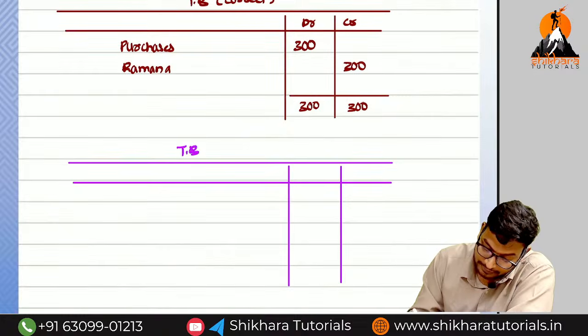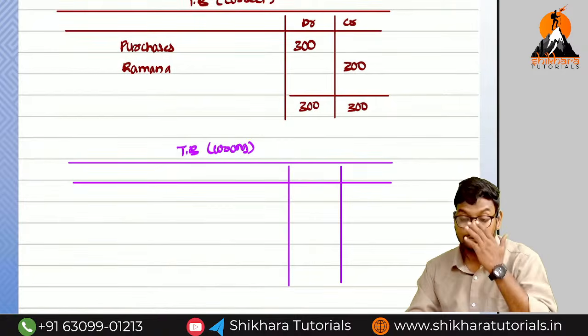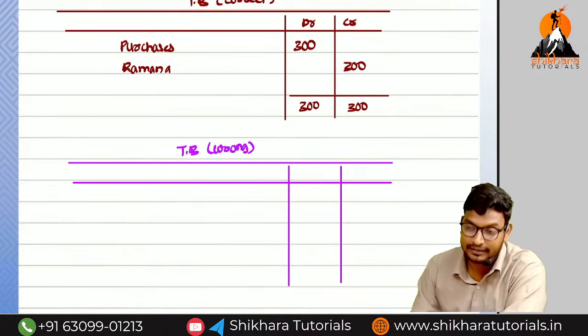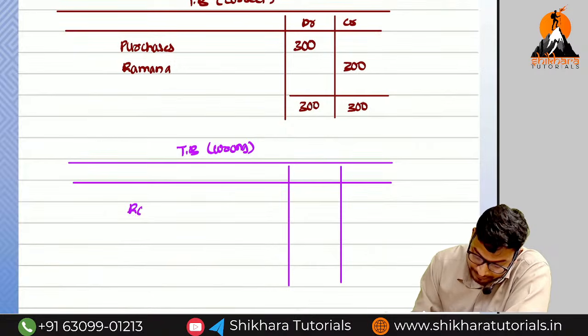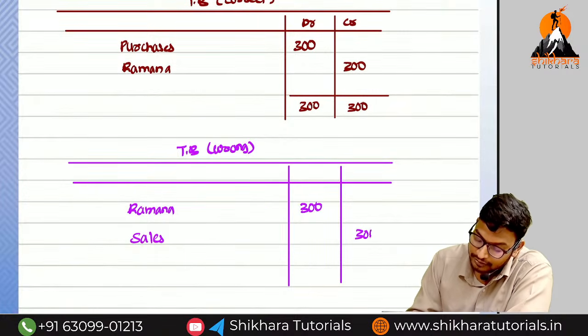So this is a trial balance, wrong. What is the entry you are going to record? Credit sale entry. So nothing but Ramana account debited to sales. Okay, Ramana debit I am saying, that means Ramana should be on the debit. That's all. How much amount? 300. Sales credit I am saying, that means sales should be on the credit.